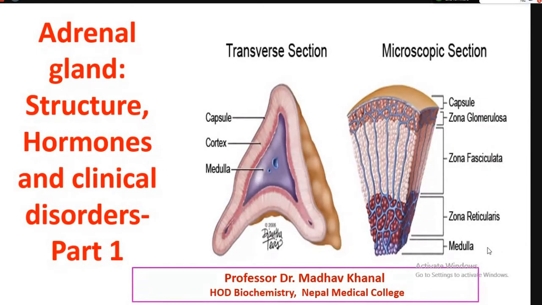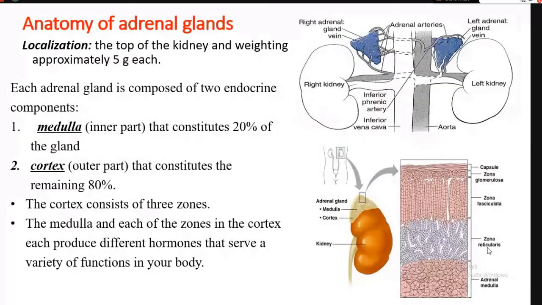It is most important to know the structure, then only you can find the function. So this is the structure. Where is the medulla? Where is the adrenal gland situated in our body? It is situated on the top of both kidneys, like a hat. This is the adrenal gland, this is the kidney, and there are both kidneys.